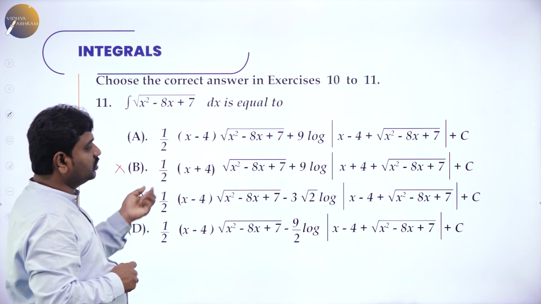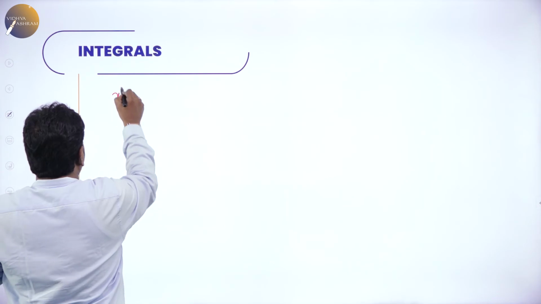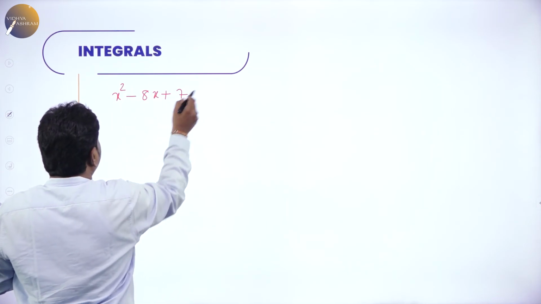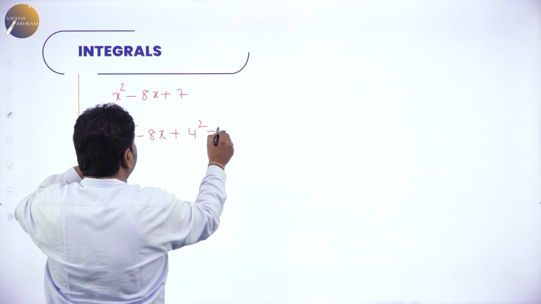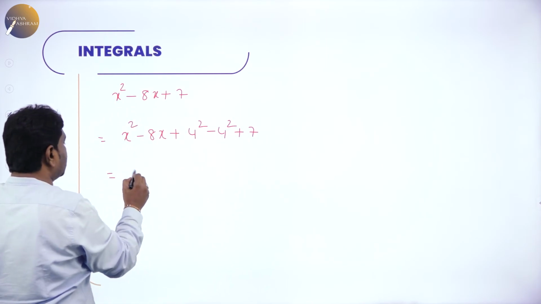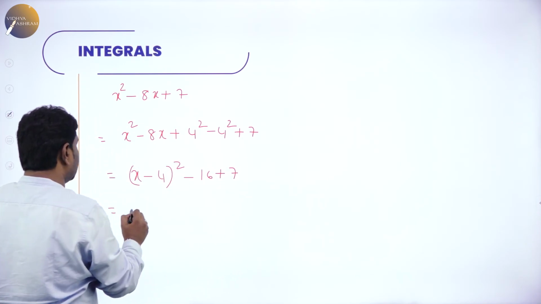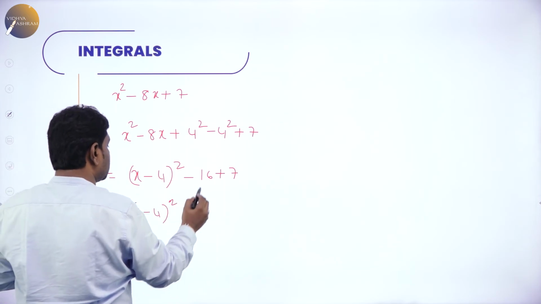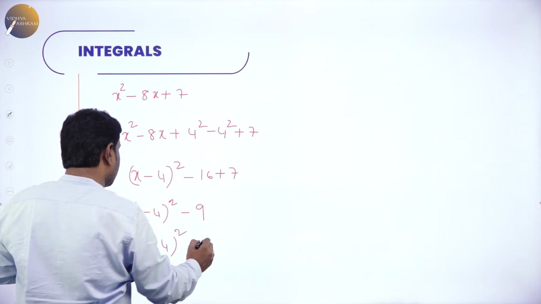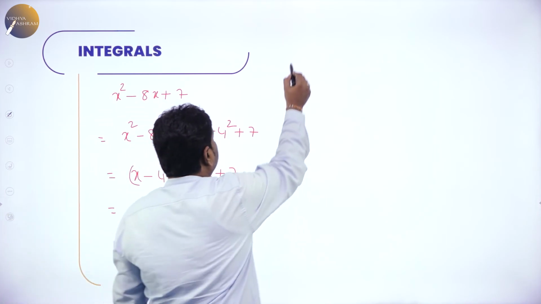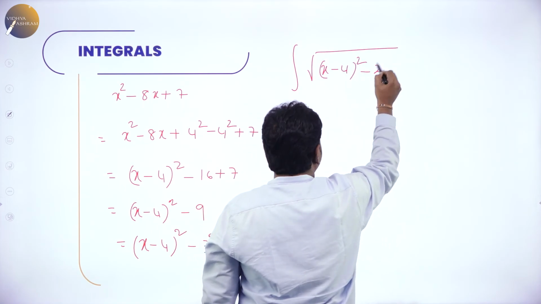For that, first what you should do? Simplify. Complete the squares. X square minus 8x plus 7. How to complete the squares? X square minus 8x, half the coefficient of x is 4, 4 square, add and subtract, plus 7. Further you can write it as x minus 4 the whole square, minus 16 plus 7, which is minus 9. Further you can write it as x minus 4 the whole square, minus 3 square. So the given problem becomes integral of root of x minus 4 the whole square minus 3 square dx.